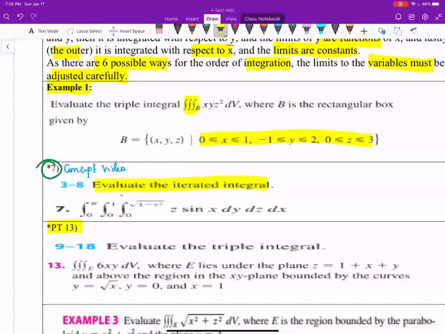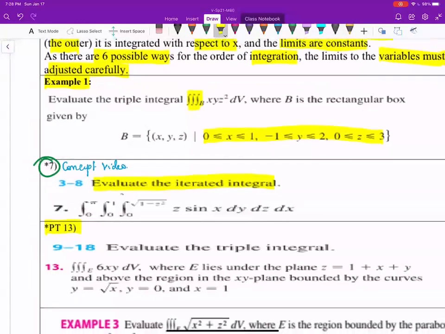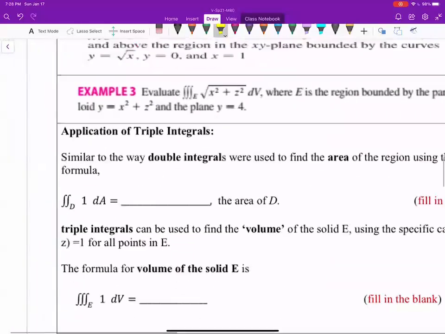Evaluate the triple integral, problem number 7. Evaluate the iterated integral from 0 to pi, from 0 to 1, from 0 to square root of 1 minus z squared, of z sin x dy dz dx. Try this problem.